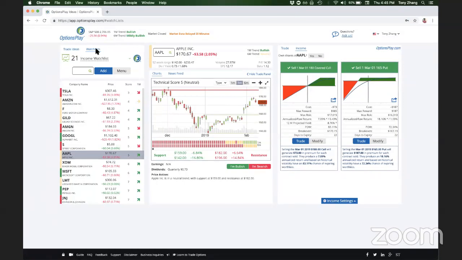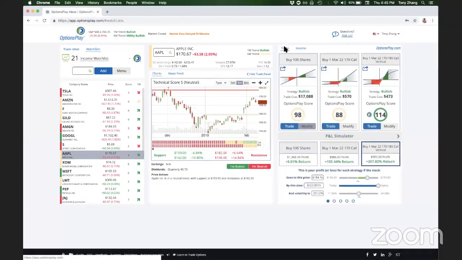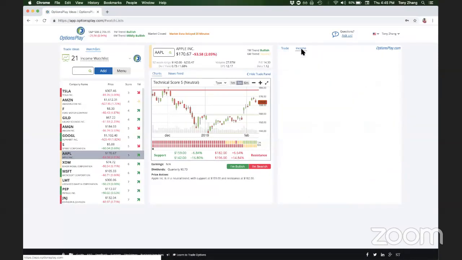You can set up your own watch list with the stocks that you want to own or are looking at or potentially want to own. And what we're going to look at is the income tab. The trading tab is designed for those of you that want to speculate. If you have a short-term bullish or bearish view on a particular stock and you want to speculate, we have a whole set of webinars designed to help you navigate those scenarios. But today we're going to be focusing our time on income.